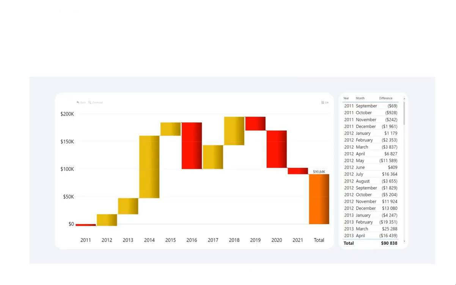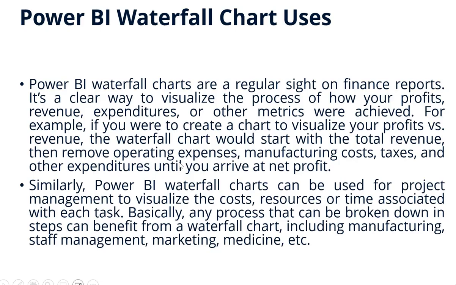So this is the kind of chart we will get from the waterfall chart if we display different months and different years, where you can see 2012, 2011, 2015, different years we can visualize on the same chart. This is the main benefit. Power BI waterfall charts are a regular sight in finance reports. It's a clear way to visualize the process of how your profits, revenue, expenditure, or other metrics were achieved. If you were to create a chart to visualize your profit versus revenue, the waterfall chart would start with the total revenue, then remove operating expenses, manufacturing costs, taxes, and other expenditure until you get your net profit.